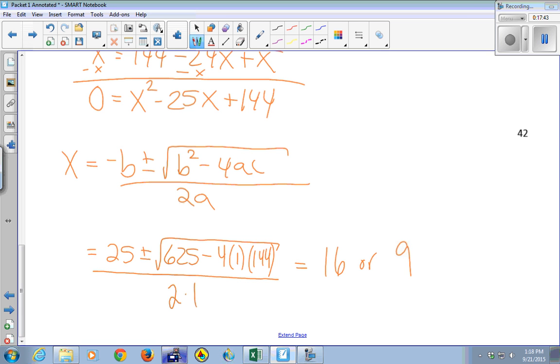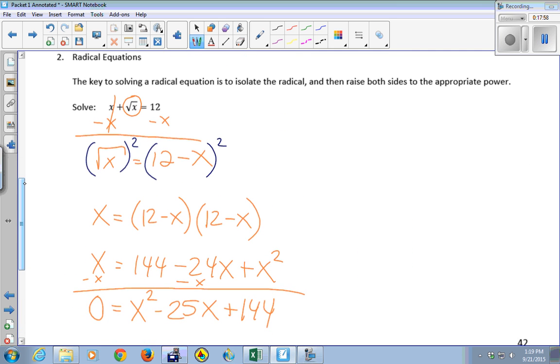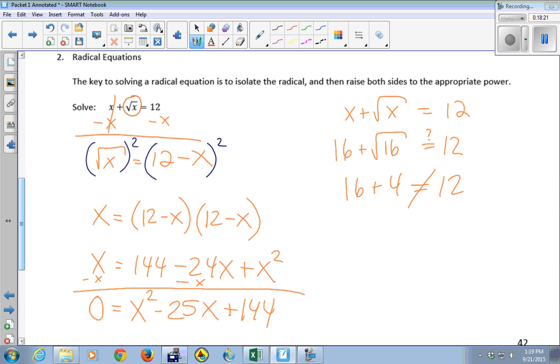Now, I should have in the first example checked my answers, right? You should always take your answers and plug them back in, make sure you did all the work right. So let's see what happens if I plug in 16 and 9 into the original equation, x plus radical x equals 12. So let's try 16. 16 plus radical 16, does that equal 12? No, what's radical 16? 4. So this says 16 plus 4 equals 12. That's not true.